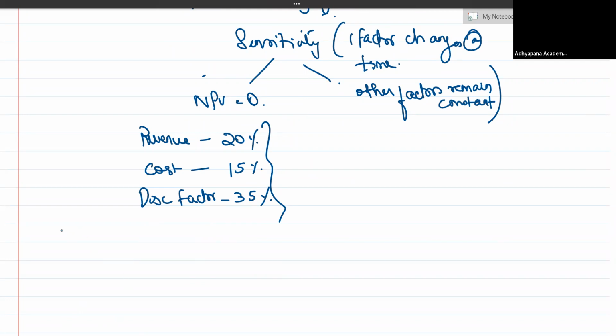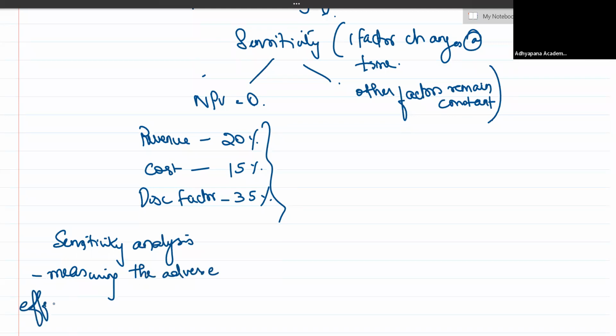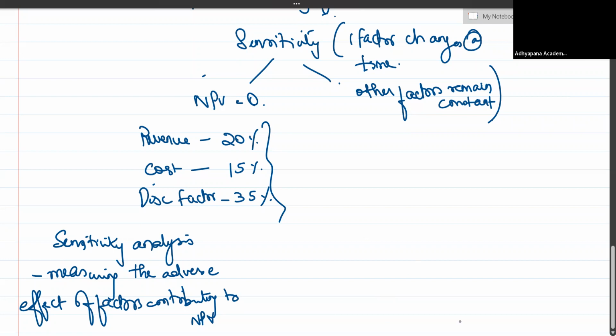I already told you, sensitivity analysis is to measure the adverse effect on a variable contributing to NPV. Sensitivity analysis is measuring the adverse effect of factors contributing to NPV. Okay. See, here I am talking about adverse effect. When will NPV be 0? NPV will be 0 if the revenue falls by 20%. I will do a numerical example after explaining the concepts. NPV will become 0 when the revenue falls by 20%. NPV will become 0 when the cost increases by 15%.